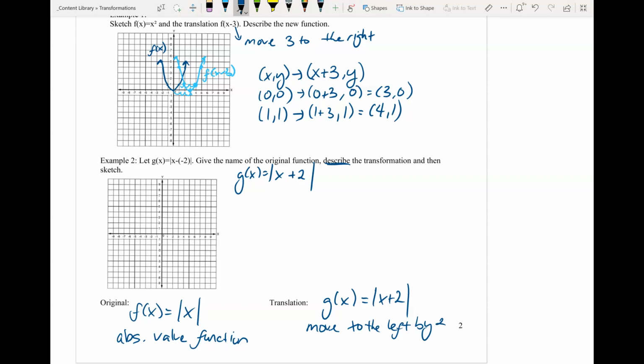And we're going to graph our translated graph. Usually we would have a point at (0, 0), but if I move to the left by 2, I have a point at (-2, 0). And I create the rest of the graph here. There's your absolute value function for g of x.